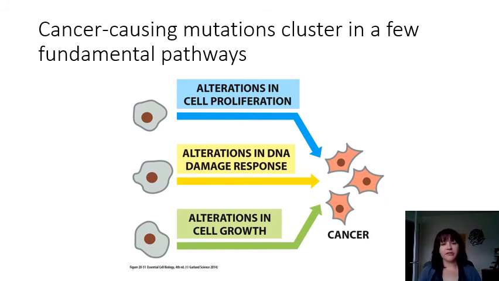There are some main fundamental pathways, however, that you can focus on when you're thinking about what causes cancer. These are going to be alterations in the pathways that regulate cell proliferation, obviously. DNA damage response, really important, right? Because if you have mutations in that, now the cells are going to acquire additional mutations at a faster rate. And then third, alterations in cell growth.